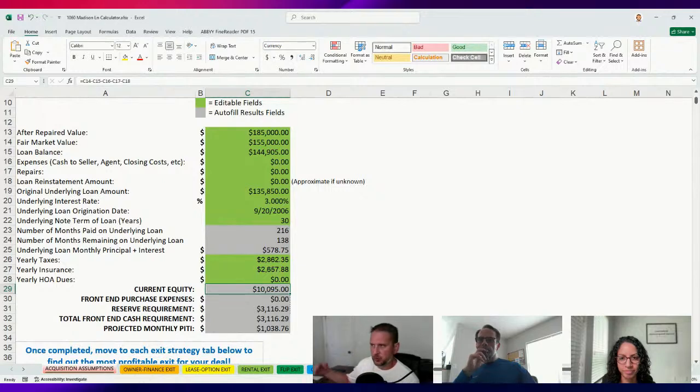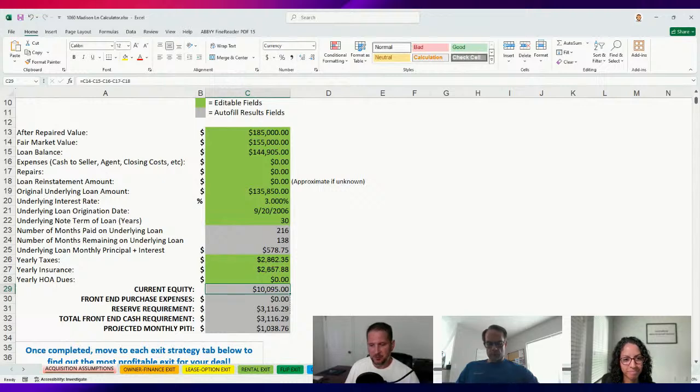For example, if you went to a bank and applied for a loan, most lenders, especially for a commercial loan, are only going to fund up to 75 to 80% of the value of that property, the appraised value.